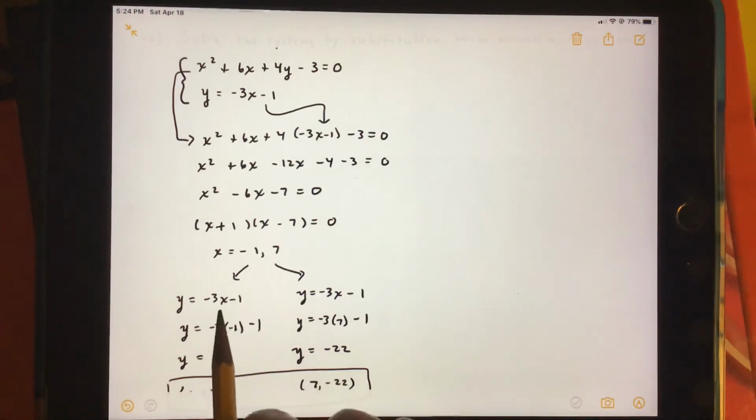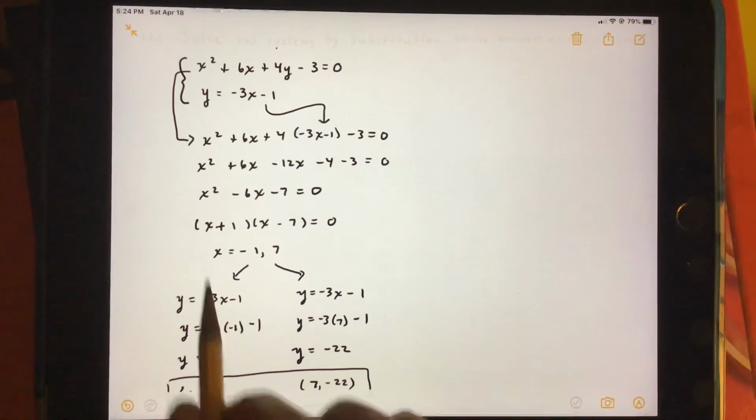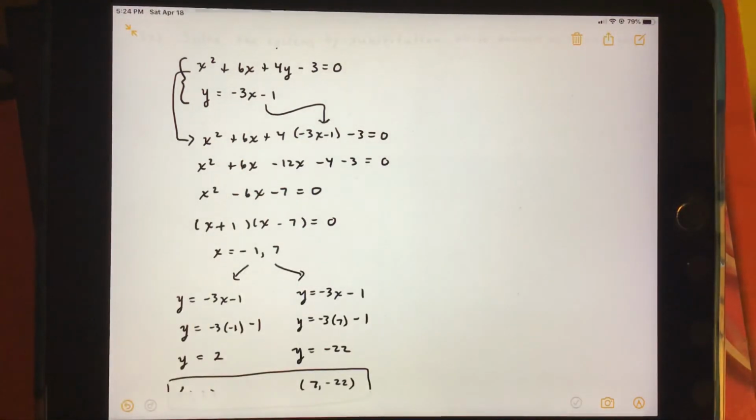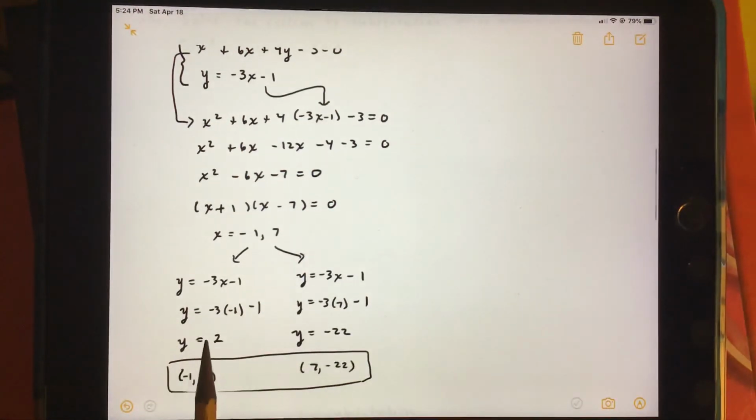So putting -1 in for my x here, again I'm just pulling that first equation down, I will get y is equal to -3 times -1 minus 1. That's going to give me 3 minus 1 is 2. So when x is -1, y is 2.